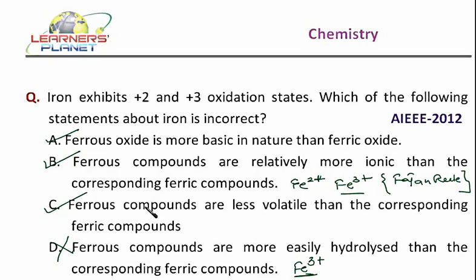Right? So what will be the incorrect of all these statements? It's D. It should have been, ferric compounds are more easily hydrolyzed than ferrous compounds. So this was also a very easy question. You just remember the properties of the ions depending on their charges. Right? See, more is the charge on the cation, smaller is the ion. And all the properties henceforth depend on the size of the ion. Most of the properties, you can say.